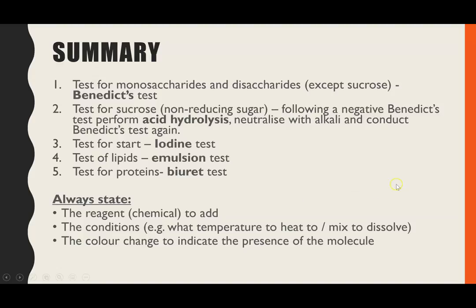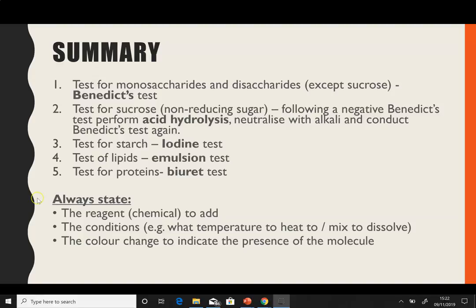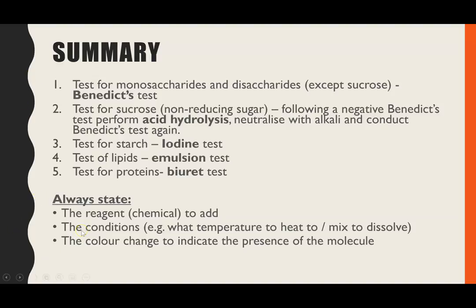So in summary then, the test for monosaccharides and the disaccharides, with the exception of sucrose, is the Benedict's test. The test for sucrose, which is our non-reducing sugar, would be after a negative Benedict's test, you would then go on to do acid hydrolysis, which is boiling in acid, neutralise with an alkaline, and then heat with Benedict's again and observe the colour change. The test for starch is iodine test, lipids is the emulsion, and proteins is the biuret test. Now that is just a brief summary.